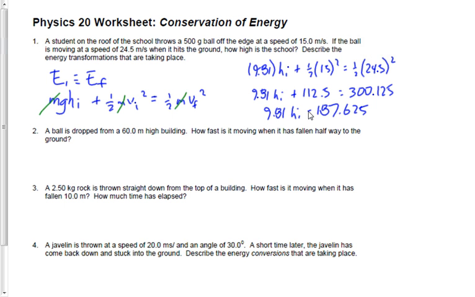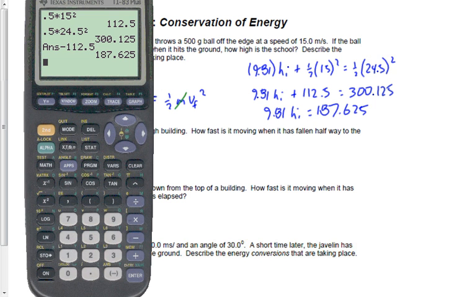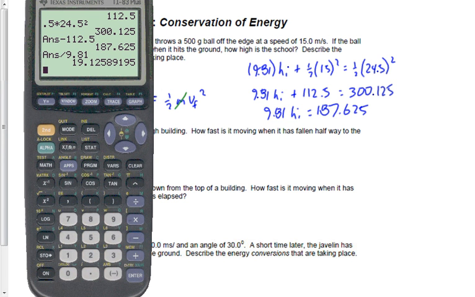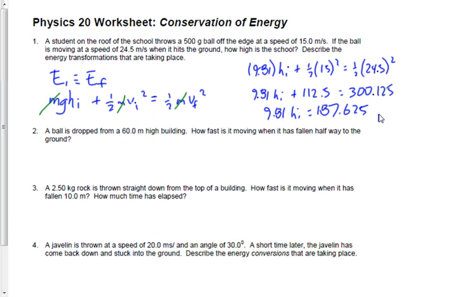And now, Stephanie, we get rid of the 9.81, right, by dividing. So 187 divided by 9.81, 19.1. So you got lucky then. So just be careful on that.